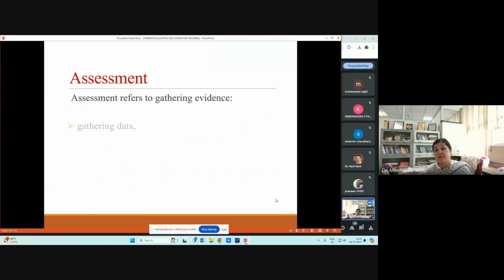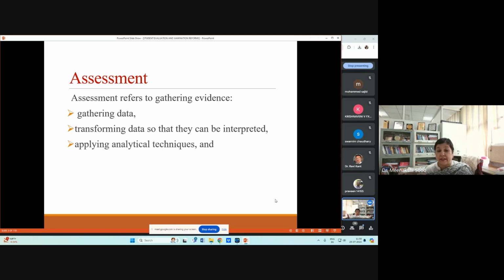So, assessment refers to gathering the evidence, gathering the data. Not only gathering the data, but also putting the data in a particular format that can be interpreted, right? So if you are taking a seminar as a tool for assessing the students' proficiency in presentation skills or confidence level whatsoever, it's not that okay, you are taking a seminar.